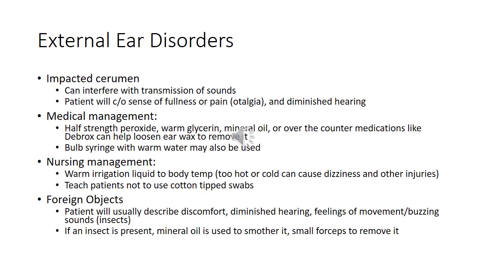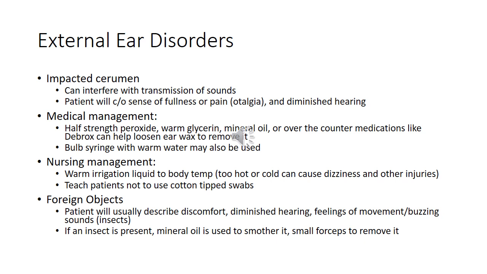The most common external ear disorder is impacted cerumen, and this can interfere with the transmission of sounds. The patient will complain of fullness or pain and diminished hearing. Use half-strength peroxide, warm glycerin, mineral oil, or over-the-counter medications to loosen the earwax and remove it. You can use a bulb syringe, and warm water can be used. Warm irrigation is often used. Teach the patient not to use any cotton-tip swabs, so no Q-tips.